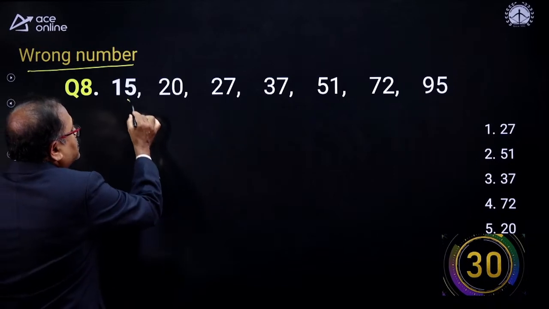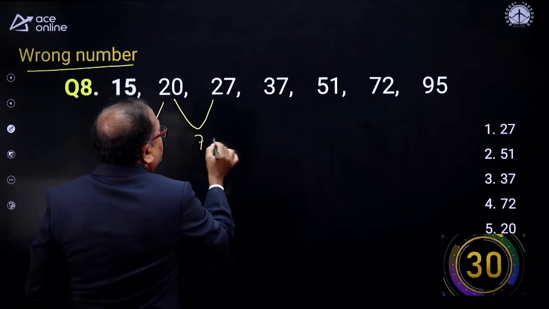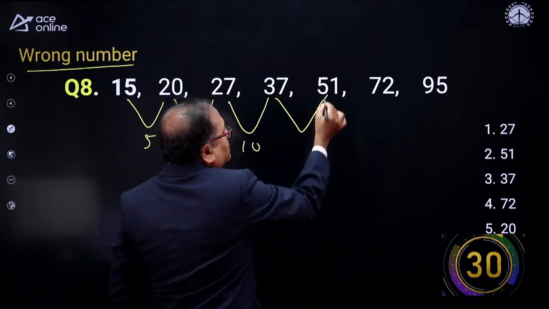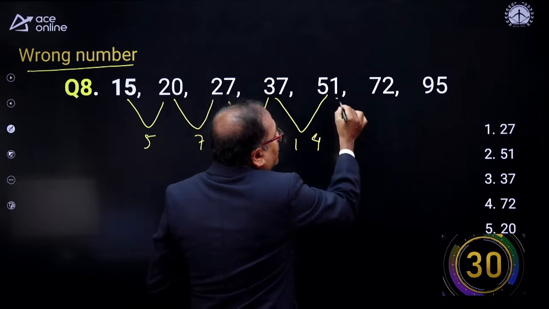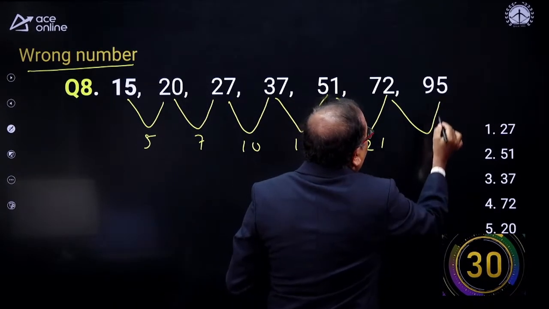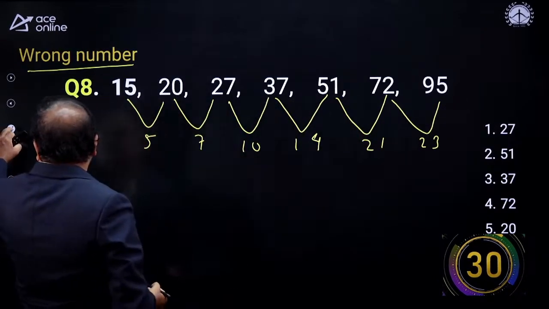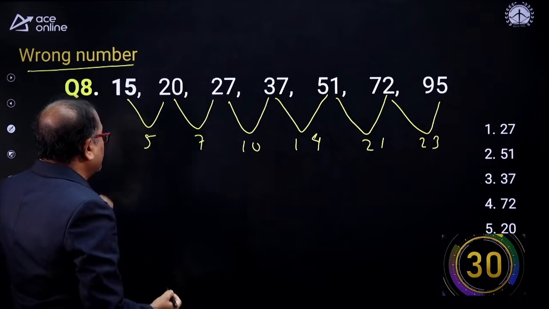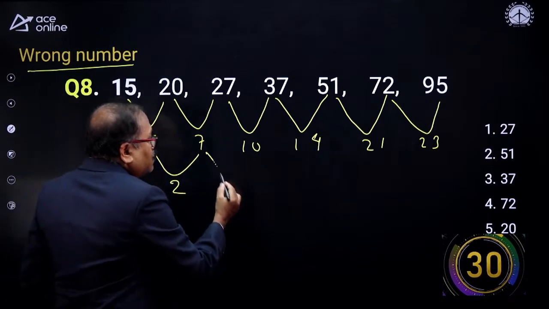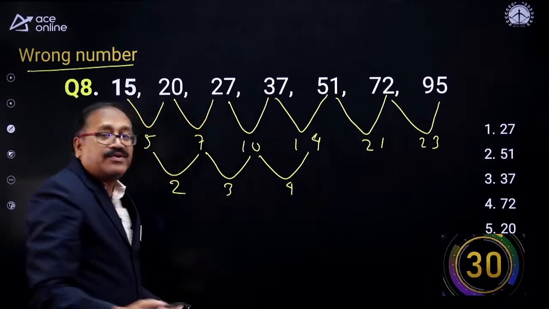So what I see, the difference from here to here is 5. The difference from here to here is 7. The difference is 10. And the difference is here 7, 4 and 1, 14. And the difference over here is 1 and 2, 21. And the difference over here is 3 and 2, 23. Now I will check the difference of difference. Anand Sharma sir, look, what is the difference? This is 2. What is the difference? This is 3. What is the difference? This is 4. We got the logic.